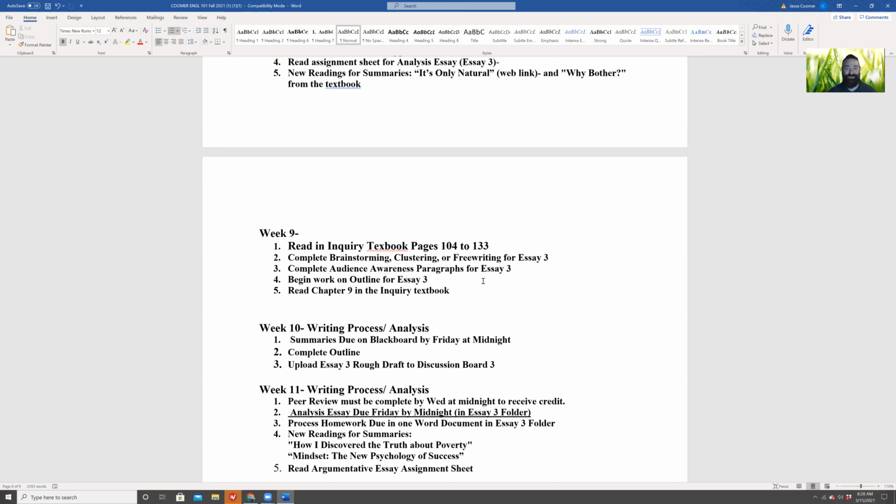The other thing you're going to need to read is chapter 9 in the inquiry textbook. Chapter 9, real quick, if you take a look, starts on page 279, and then it goes to right around page 324. So that's a lot of reading. There's quite a bit of reading that you're going to have to do this week.